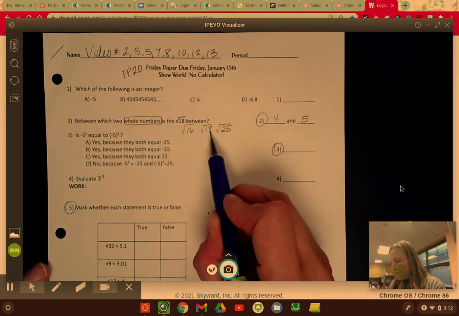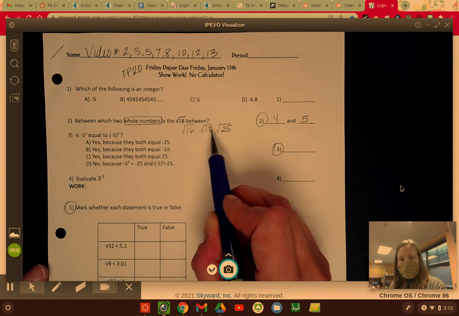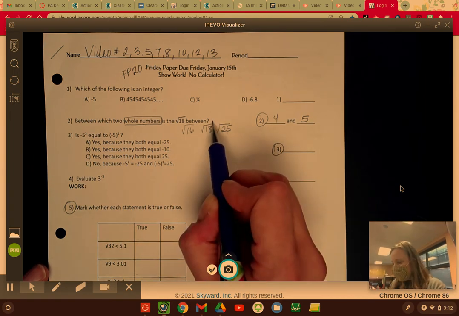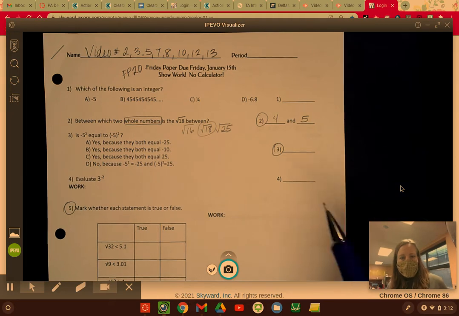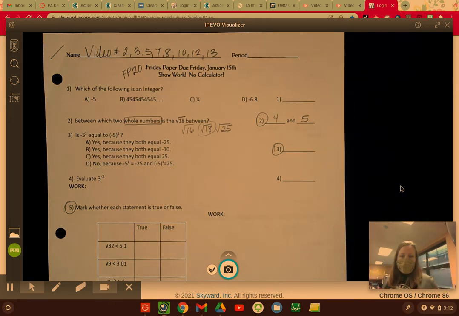So it's going to be a decimal that never repeats. When you have a non-perfect square root, it makes it irrational. That just came up on ClearSight recently. So, all right, let's do number 3.